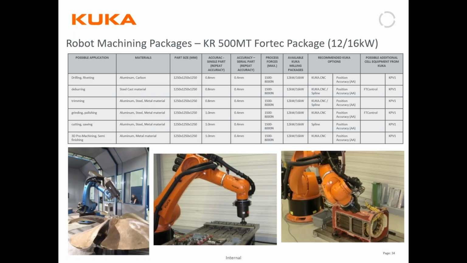Then comes the Fortec package, where it's used for drilling, deburring, trimming, grinding, and cutting applications, suitable for aluminum, carbon, steel, cast material, and so on. The single part accuracy was 0.8 to 1 millimeters, whereas the serial part accuracy was 0.4 millimeters. The maximum process forces were ranging between 1500 to 8000 newtons and it is available with 12 kilowatt and 16 kilowatt spindle.